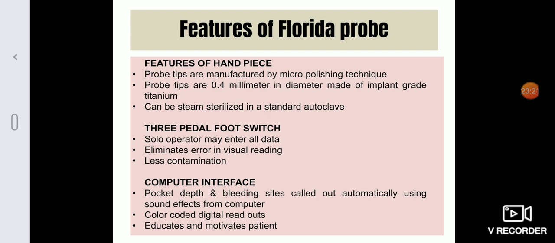A computer interface is provided where the pocket depth and the bleeding sites can be called out automatically using sound effects. The color-coded digital readouts are there, and it can be used as an educational and motivational tool. Now, this constant probing pressure of 15 grams is provided by coil springs, which are placed inside the handpiece. The edge of the sleeve is the reference from which the measurements are made, and the Williams probe markings are provided. And the data can be transferred automatically to the computer when the foot switch is pressed.